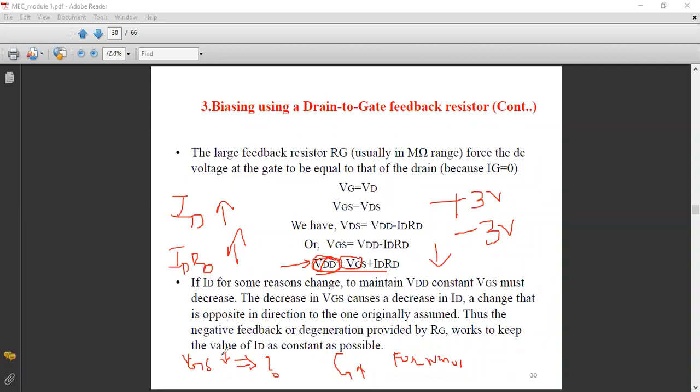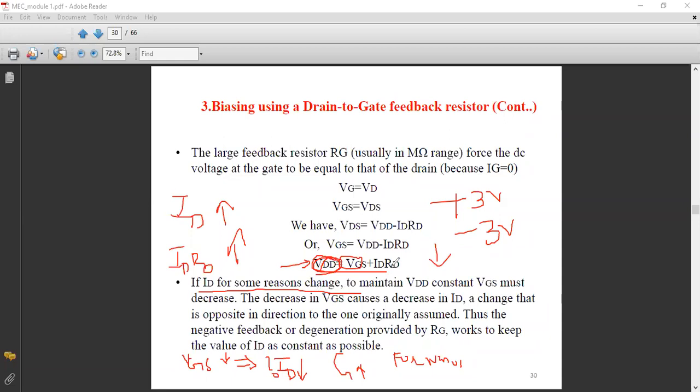So here, since VGS is decreasing, we can say that the gate voltage is becoming more negative, or less positive. Then the current conduction through the MOSFET will also decrease. So initially, what will happen? Initially, ID has increased. I considered ID increased because of some changes in the device or some changes in the temperature.